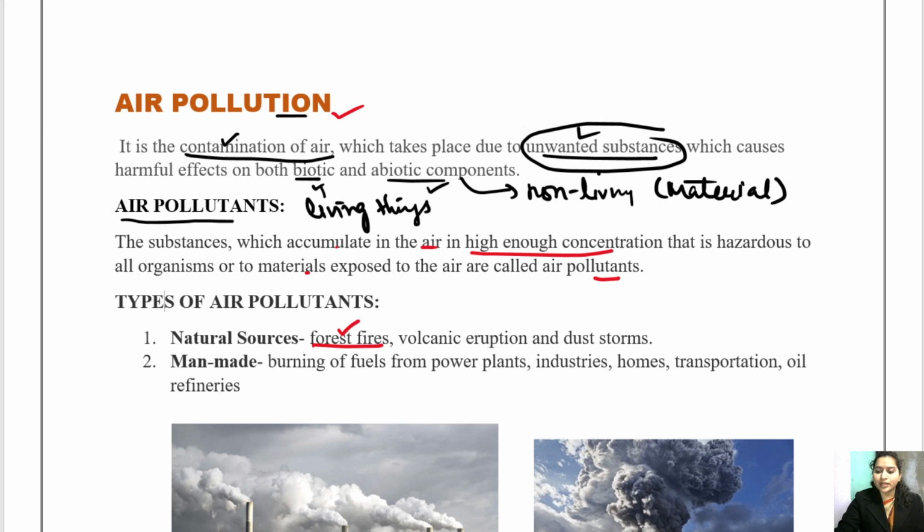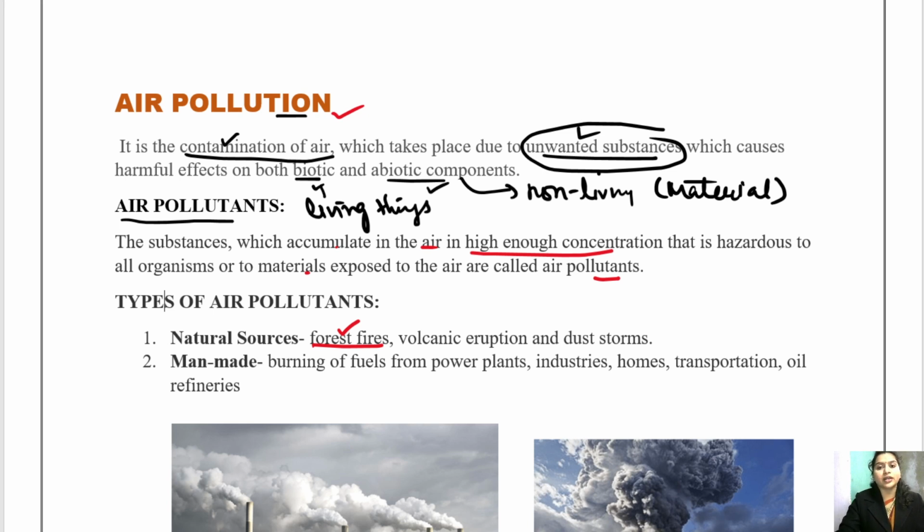When there is a lot of increase in the temperature, due to the friction the forest automatically catches fire. Slowly and gradually the complete forest is on fire, which causes release of various harmful gases like carbon dioxide, carbon monoxide, sulfur dioxide. All these gases are released during forest fires. Though it is a natural phenomenon, it causes air pollution.